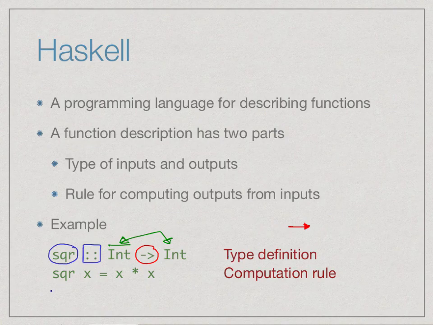And now we have a rule which tells us what to do with a given input. So it says if I'm given an input x, then the output should be x times x, where this is a built-in operation. Right? So this is what a Haskell program looks like: a type definition and a computation rule. Now this is a very simple function with one computation rule. We will see later that you could have more than one computation rule depending on the value of the input.